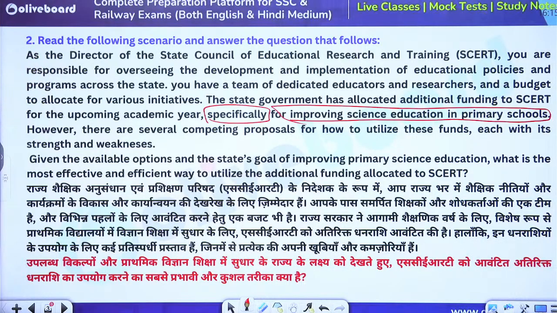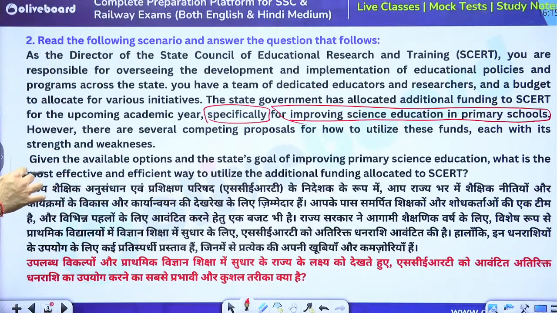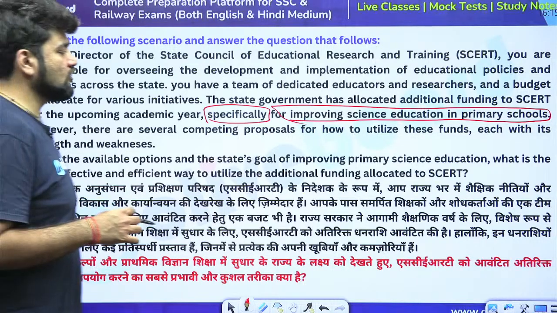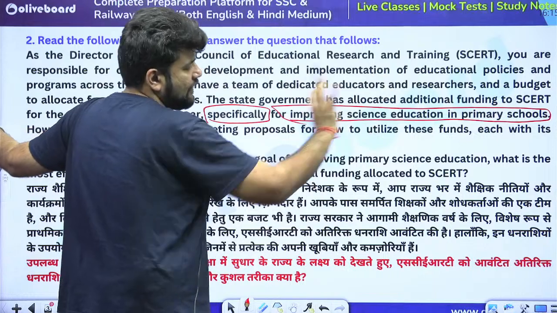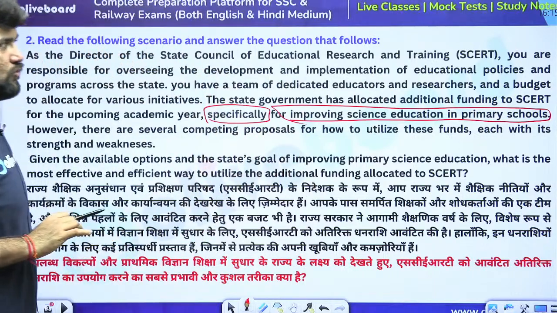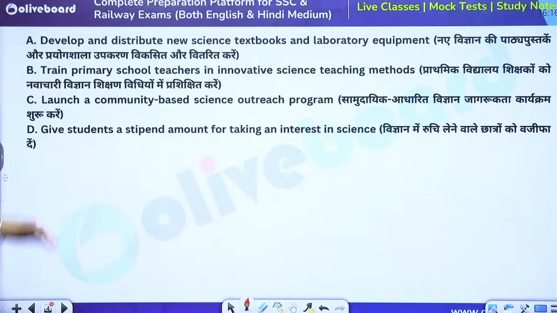However, there are several competing proposals for how to utilize these funds, each with its strength and weakness. Given the available options and the state's goal of improving primary science education, what is the most effective and efficient way to utilize the additional funding allocated to SCERT? Now, you have to focus on the primary agenda here. The primary agenda is you have to improve science education in the primary schools. That's the main agenda, okay, from the allocated funds. What will you do which will help that the most from the options?